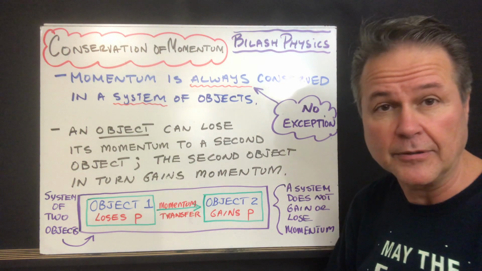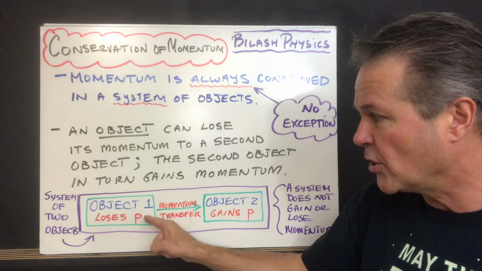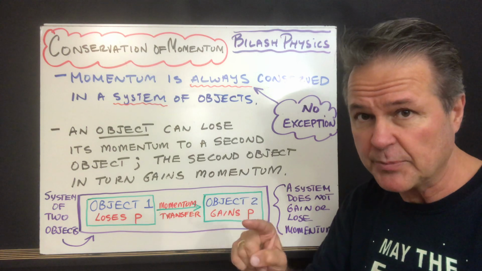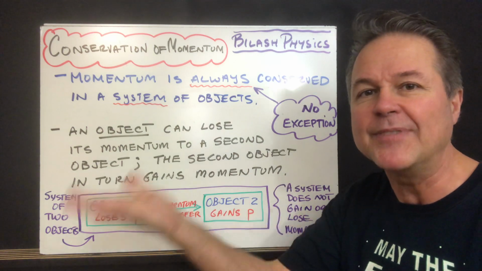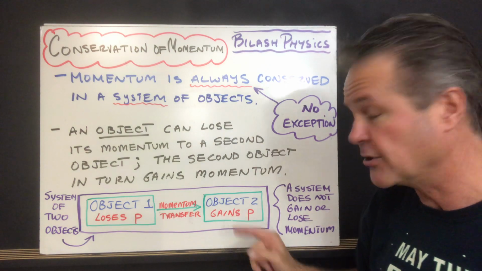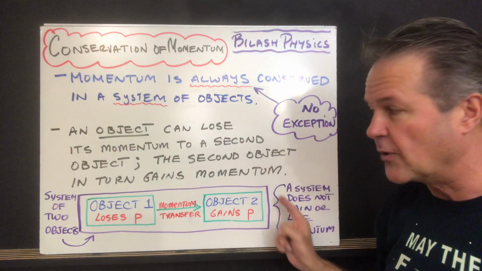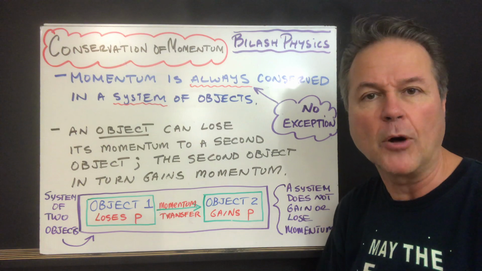So here's a graphical example. Imagine one object loses its momentum. Well, an object can lose its momentum, but only if it's able to give its momentum to something else. And so it gives it to object 2. But the whole system right there maintains its overall momentum.